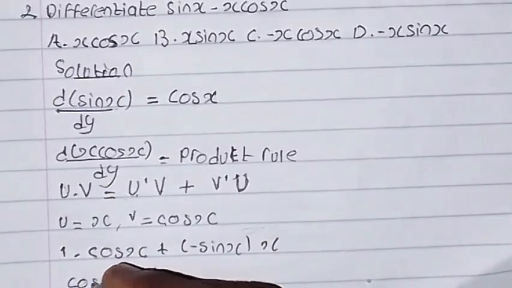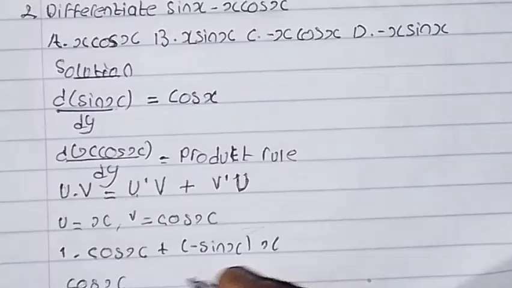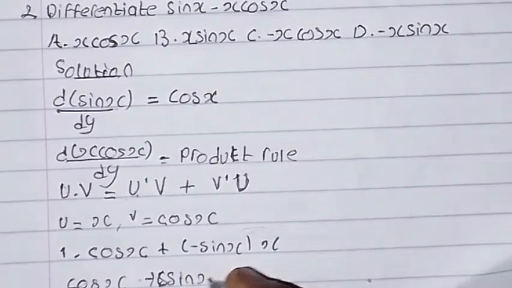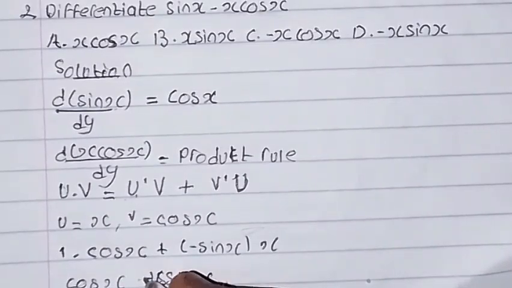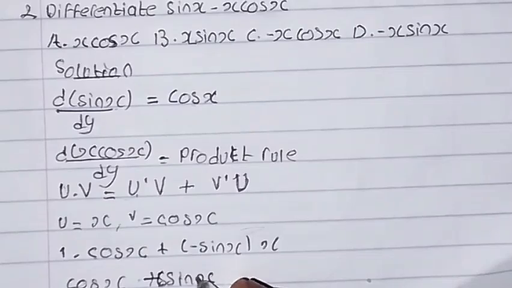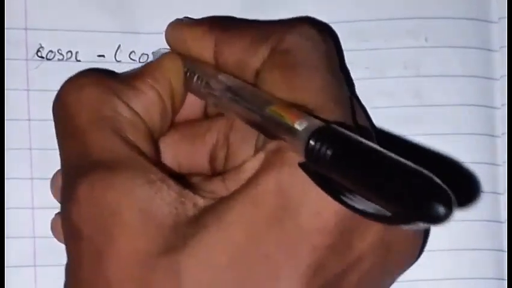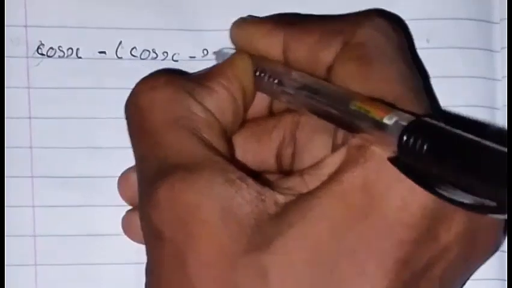So let's multiply this together. We're going to have cos x minus sin x times x. That's plus and minus, which will give you minus x sin x. So we have cos x minus x sin x. To obtain the derivative of both entities, we're going to combine them. For sin x, we obtain the first derivative as cos x, then we had minus. As for x sin x, we obtain the derivative as cos x minus x sin x.